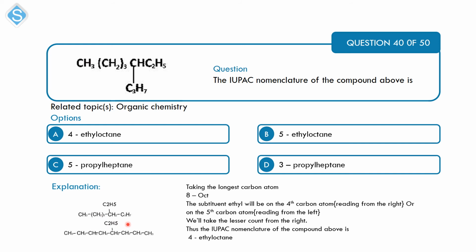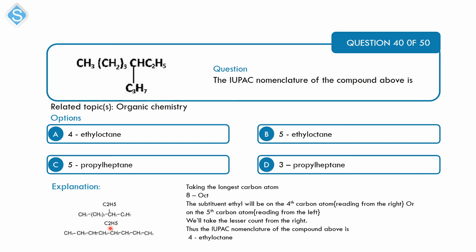How do we locate it? If you read from the left here, you're going to be having 1, 2, 3, 4, 5. So it's on the 5th carbon atom going from the left. From the right, you have 1, 2, 3, 4. That's on the 4th carbon atom. We take the lesser count, which is from the right, and that is 4. So this will become 4-ethyl octane.